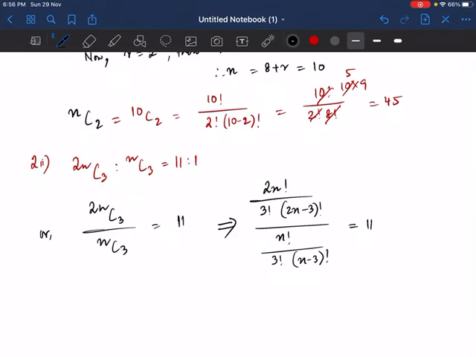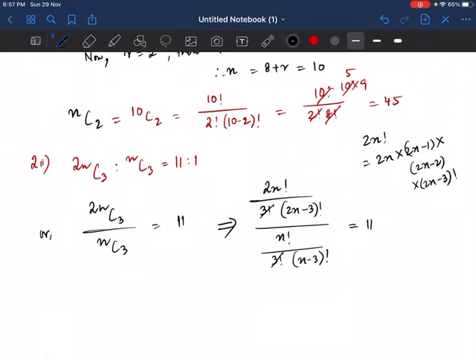Then what we are going to do is cut this 3 factorial and 3 factorial, right? Now 2n minus 3 and this 2n. So what we get, 2n factorial, we can write 2n factorial as 2n into 2n minus 1 into 2n minus 2 into 2n minus 3 factorial. We can write this one.